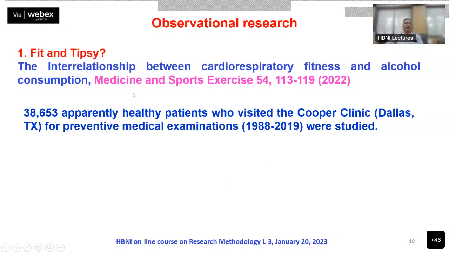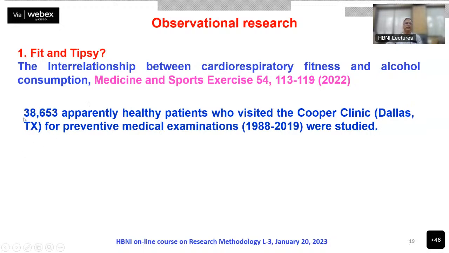newspaper, the Times of India, on this topic: people who consume alcohol are more fit. With regard to cardiorespiratory fitness, their heart condition is better than those who don't consume alcohol. Later on, I found that this had been published in a journal last year itself. After this was published, the Times of India brought this article. So, Medicine and Science in Sports and Exercise 2022. What they did is, there is a hospital, Cooper Clinic in Dallas, Texas.